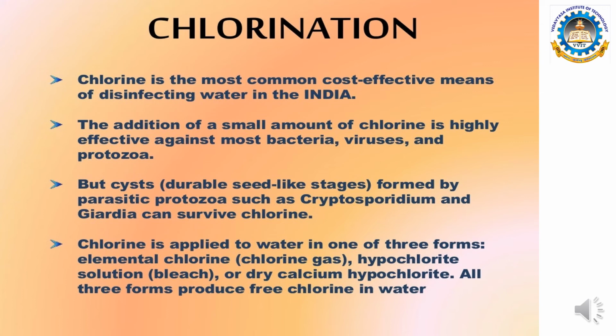Chlorine is applied to water in one of three forms. One form is elemental chlorine, that is chlorine gas, another is hypochlorite solution, that is bleaching powder, and the third is dry calcium hypochlorite. All three forms produce free chlorine in water, and this chlorine is used in the disinfection process.